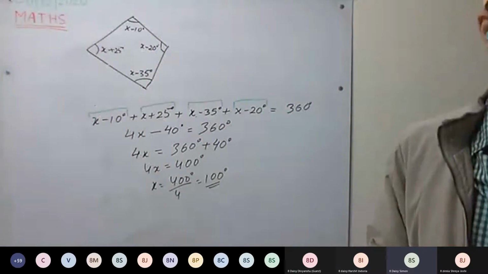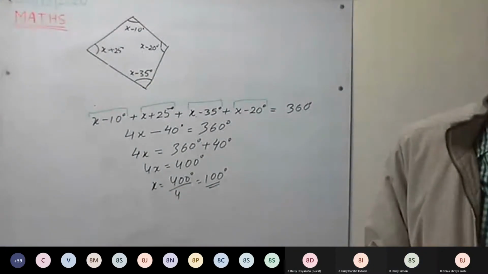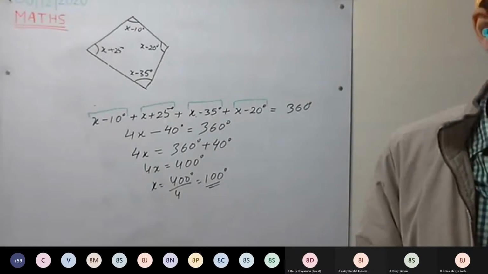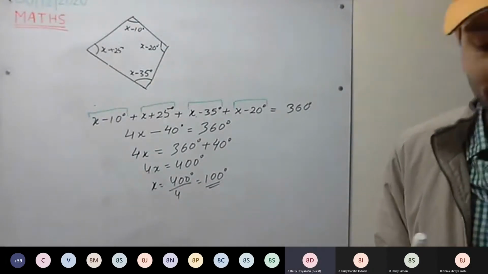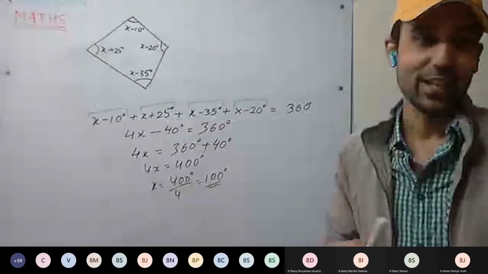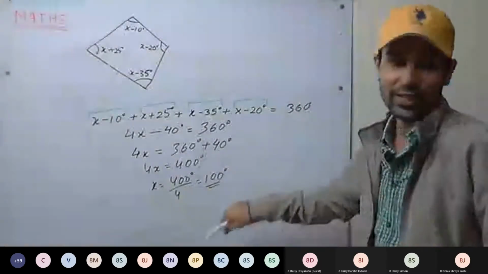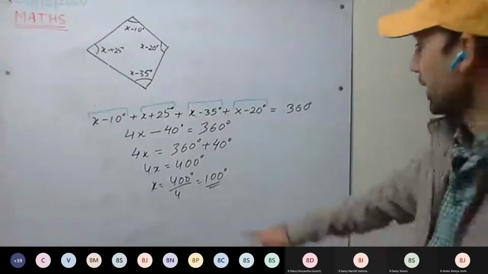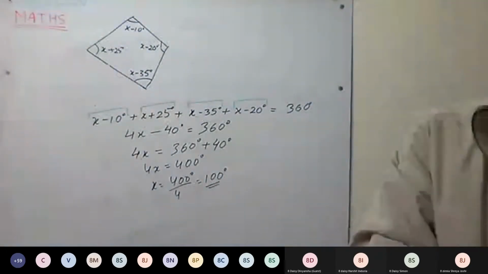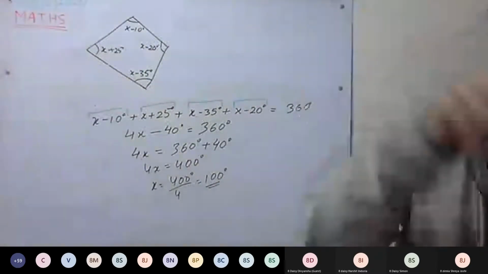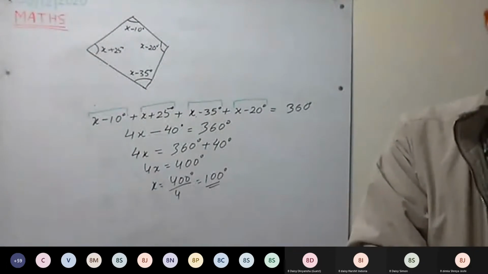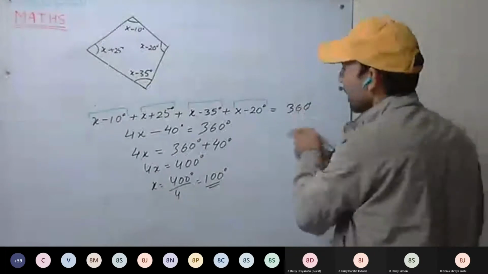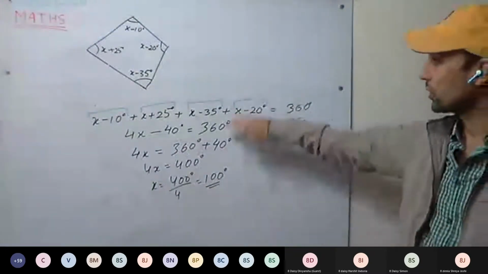Sir, in the 2nd and 4th, the answer is not given in degrees. See here, on x they have already put degree, x degree. They are only asking the value of x. So in the first case, they want degree over x, but they put the degree over that, so x value will be 70. That's why they put degree. Have you understood now? First question is clear.